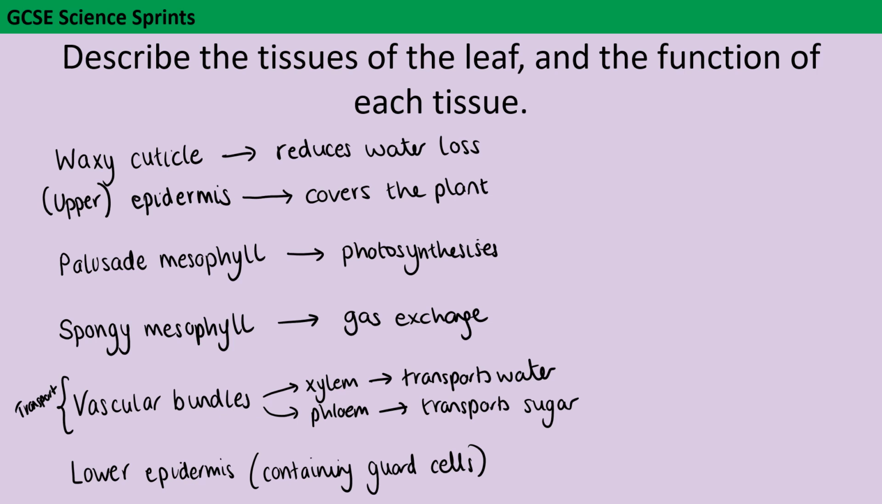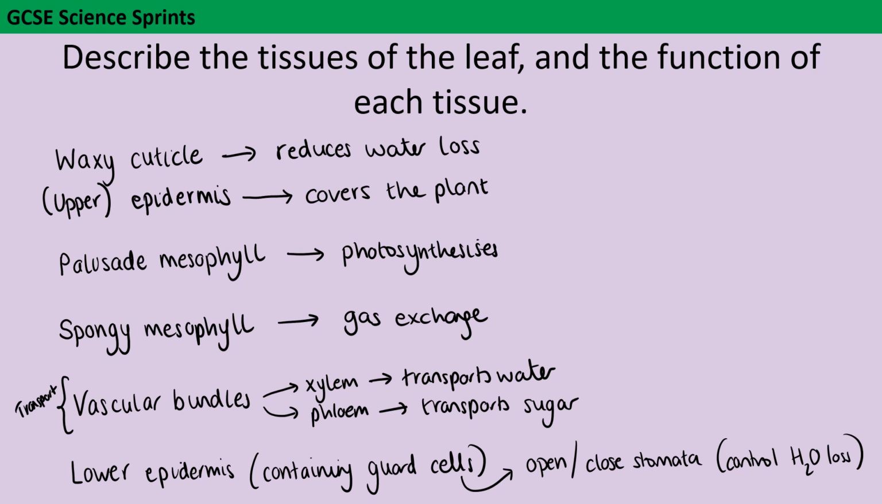And then this lower epidermis containing these guard cells, well, the epidermis is just another covering layer, but the guard cells are there to open and close the stomata in order to control water loss and transpiration. So as the plant becomes more dehydrated, those guard cells are going to become flaccid, causing the stomata to close, and that shuts down transpiration and prevents the plant from losing more water. But obviously that does have an impact on its ability to do photosynthesis.